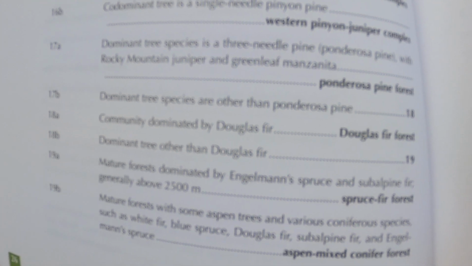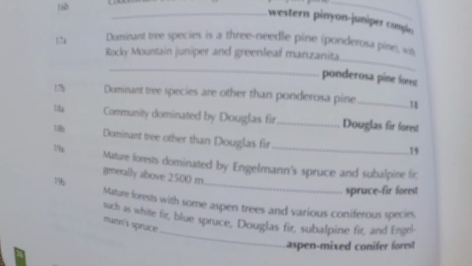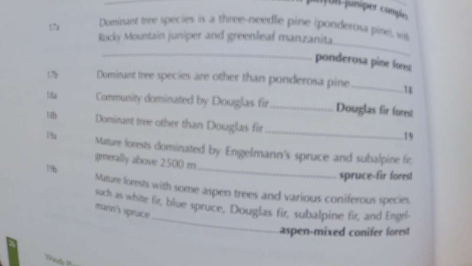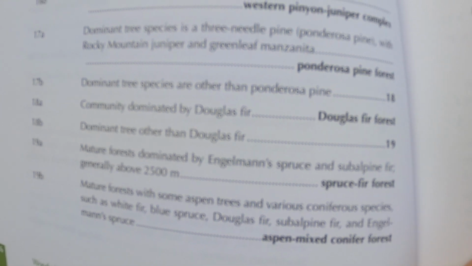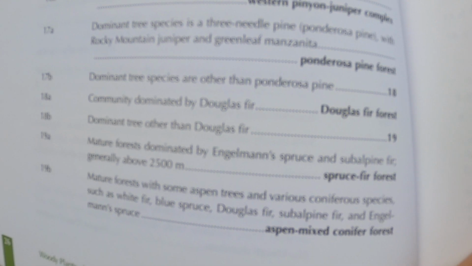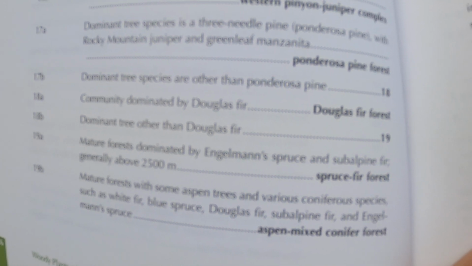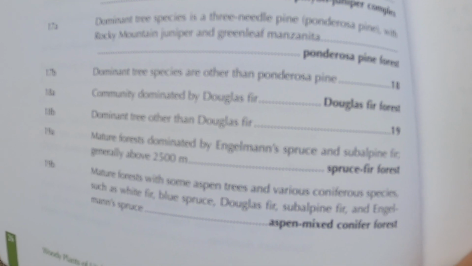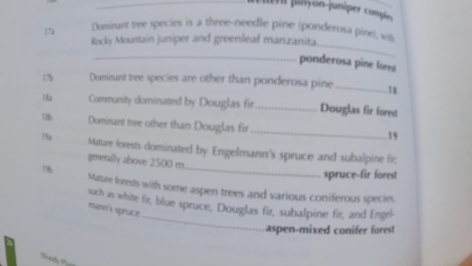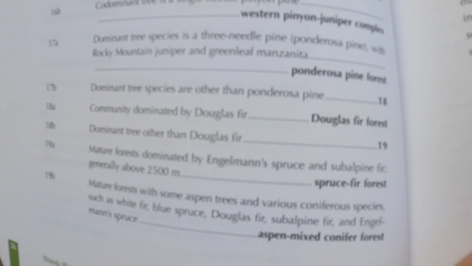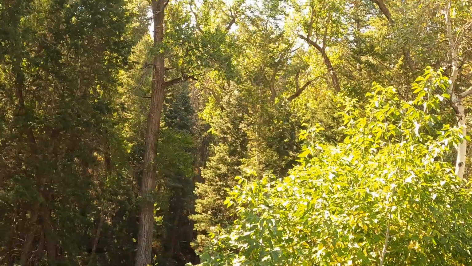Okay, so we've looked at 2 different species of pines today. Did any of them have 3-needled fascicle pines? No. And we don't have any junipers around us, and there's no manzanita. So we're looking at 18. So we're going to couplet 18. Okay, community dominated by Douglas fir, or dominant tree other than Douglas fir. Douglas firs are here, but it's not what we've looked at right now.